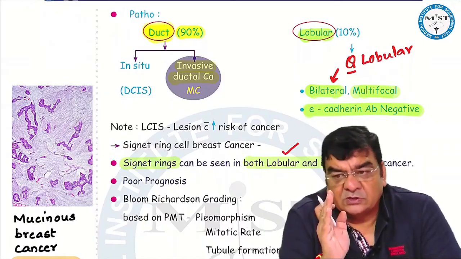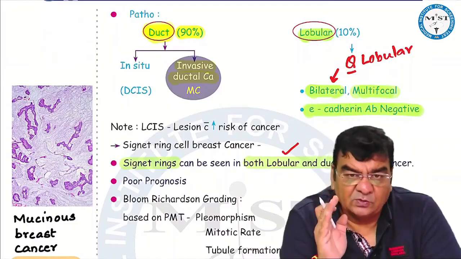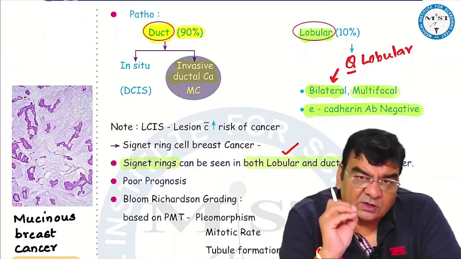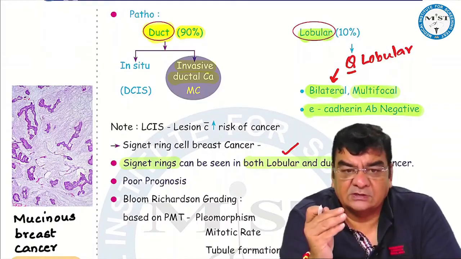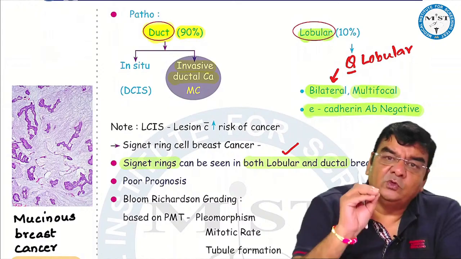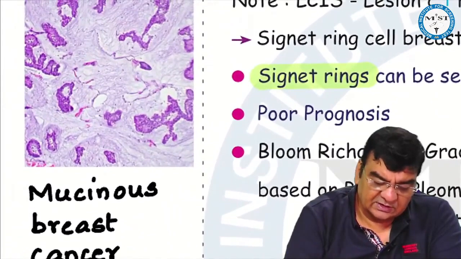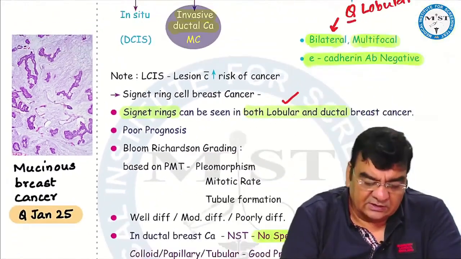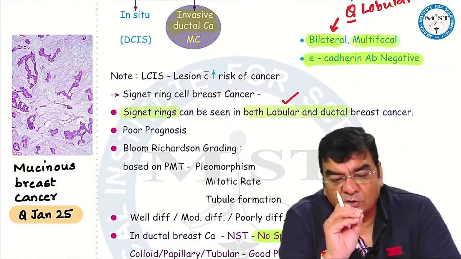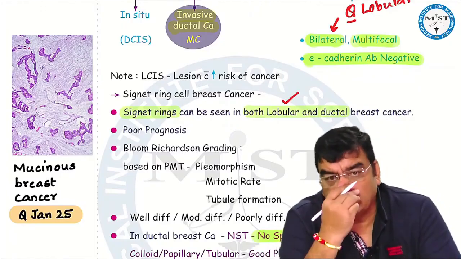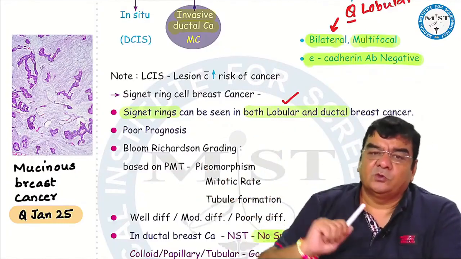Earlier, lobular breast cancers were also classified as in situ and invasive, but a recent change is that lobular carcinoma in situ is not considered cancer, but a lesion with high risk of cancer. And sometimes we find mucin-filled cells, signet ring cells, mucinous breast cancer. This indicates that the cancer has poor prognosis, and these can be found in both lobular as well as ductal breast cancers, but more often in lobular breast cancer. And these have poor prognosis.